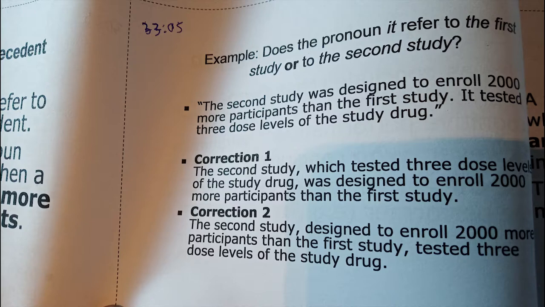You could say, the second study, comma, which tested 3 dose levels of the study drug, comma, was designed to enroll 2,000 more participants than the first study. No pronoun here. That's fine. Or you could say the second study, comma, designed to enroll 2,000 more participants than the first study, tested 3 drug dose levels of the study drug. Okay, they're both fine, but you're going to try to avoid that pronoun here. Let me show you another example.